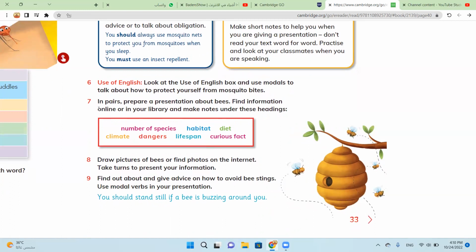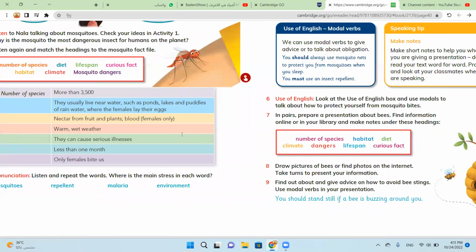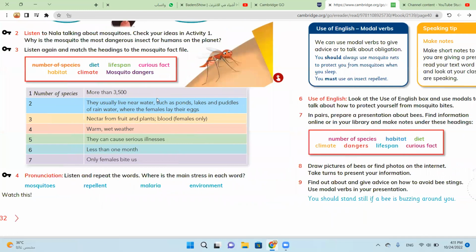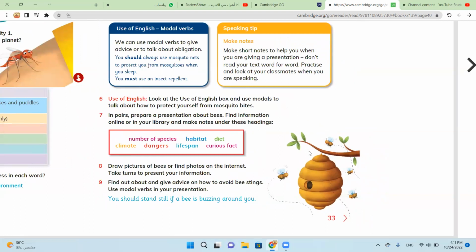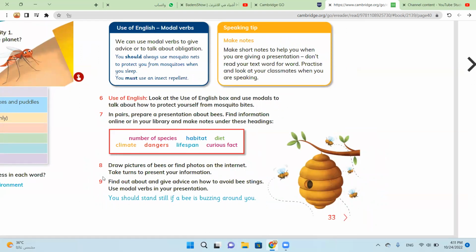Activity 7, in pairs, prepare a presentation about bees. Find information online or in your library and make notes under these headings. So, number, species, habitat, diet. So the same as activity number 3. It's the same, but instead of talking about mosquitoes, talk about bees. Numbers, habitats, diets, climate, dangers, lifespan, fun facts. So this is an interesting activity for you. You can prepare it while we move to activity 8.